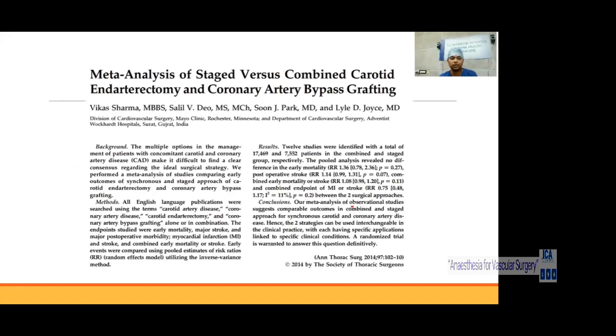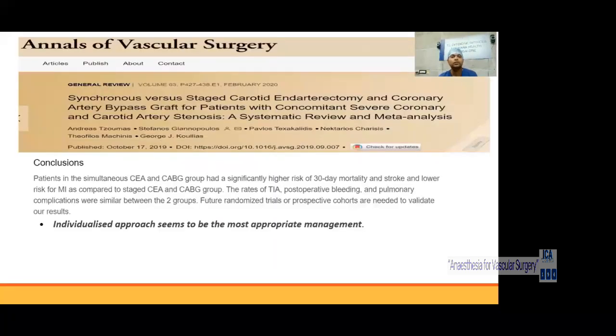To quote a couple of studies, there was one meta-analysis of staged versus combined carotid endarterectomy and CABG. They suggest comparable outcomes in combined and staged approach for both. Another study, a systematic review and meta-analysis published in Annals of Vascular Surgery, found a significantly higher risk of 30-day mortality and stroke, and lower risk for MI as compared to staged procedure. So the best approach here, most of the times, is an individualized approach depending on the patient factors and the experience of the surgeon.